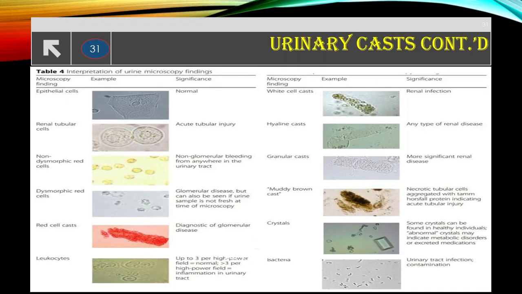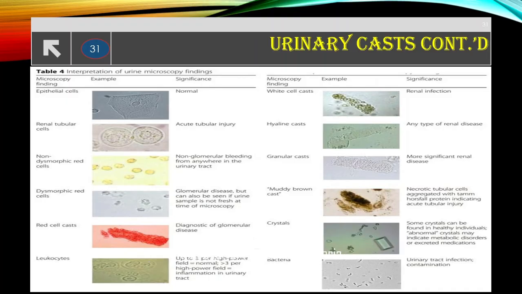Very, very important. You can have muddy brown casts. So muddy brown cast is specifically for acute tubular necrosis, ATN. So with acute tubular necrosis, you see muddy brown casts. Okay, then crystals, I've talked about them. These are just crystals, and they can be found in healthy individuals, and they may be indicative of what? A metabolic problem, like for example uric acid stones. You can have struvite stones. You can have different types of stones.